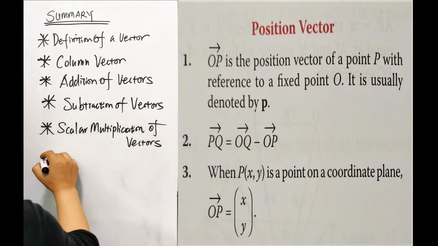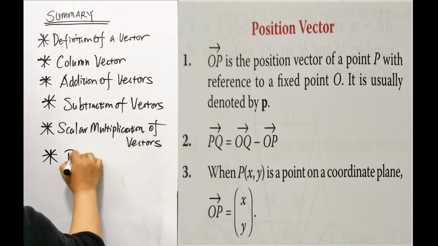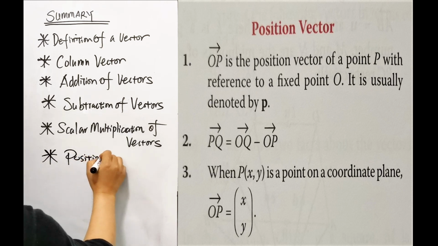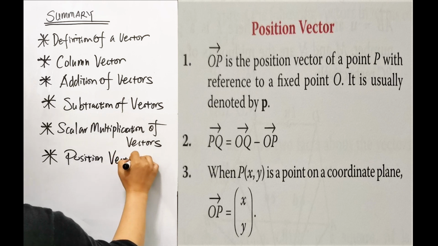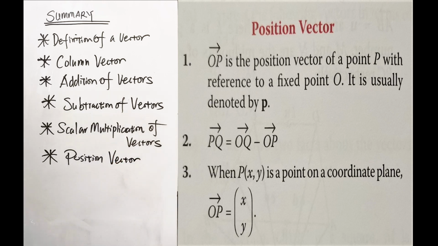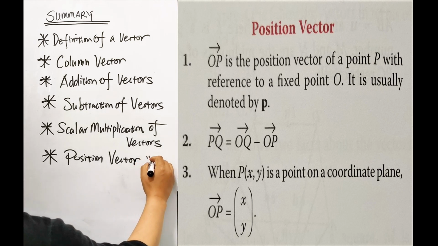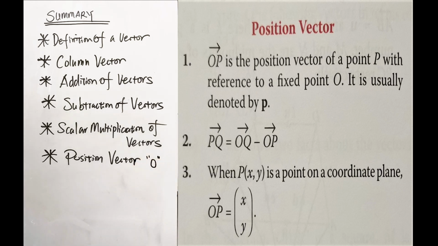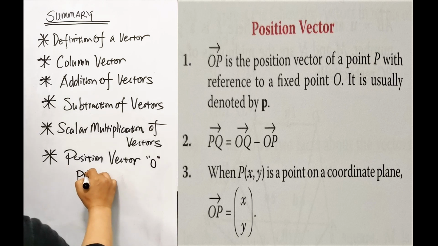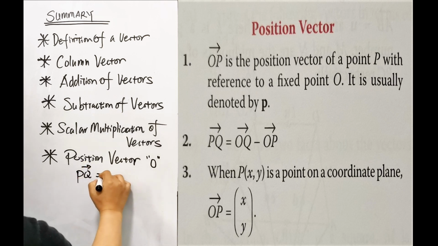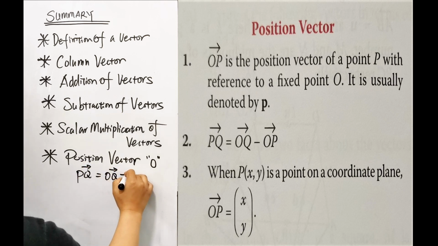The next one, what do we learn? We learn the position vectors. If we have OP, it is the position vector of the point P with reference to a fixed point. What's the fixed point? The fixed point is the origin O. Basically we can write it as P, and then we also come out with PQ equals OQ minus OP, right?